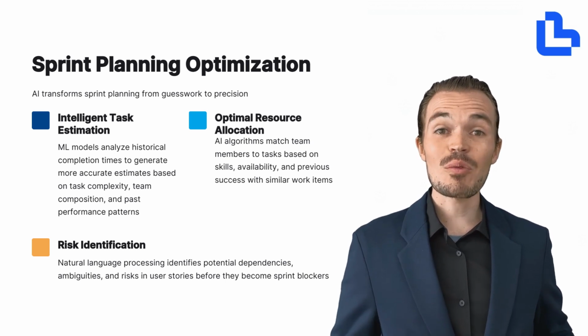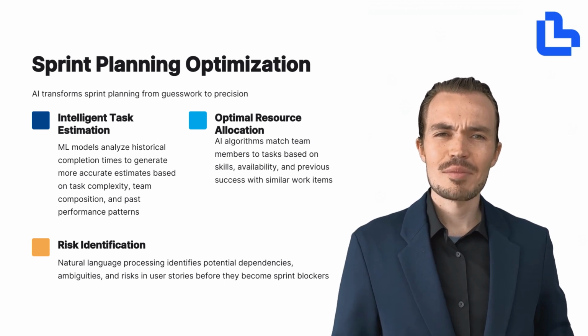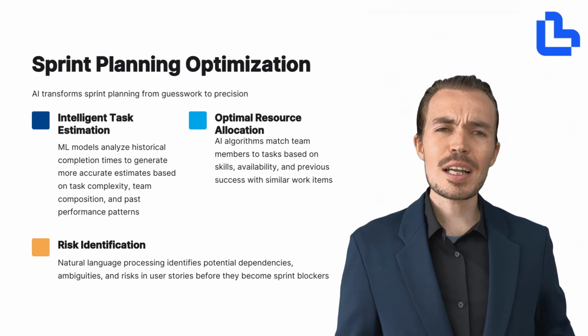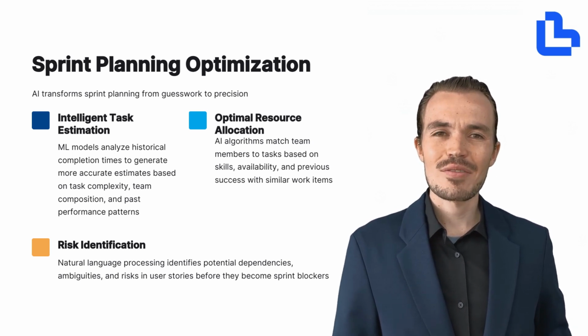Next, we have optimal resource allocation. AI algorithms can match team members to tasks based on their skills, availability, and previous success with similar work items. This ensures that the right people are working on the right tasks, improving both efficiency and morale. And finally, risk identification.